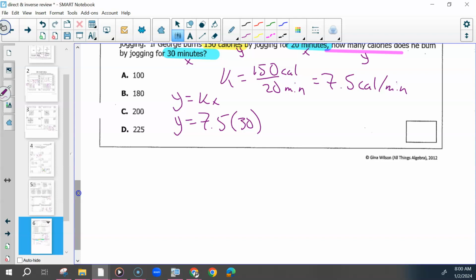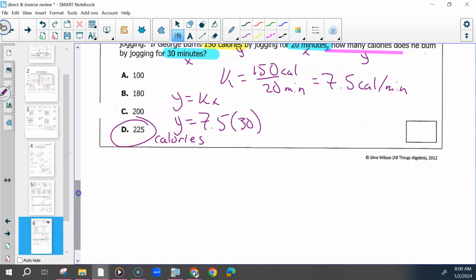So to find the k value, you multiply the x and y. That's for inverse. Oh, for direct, you divide. So 225. If this were a problem for your quiz or test, you would put labels, so calories.